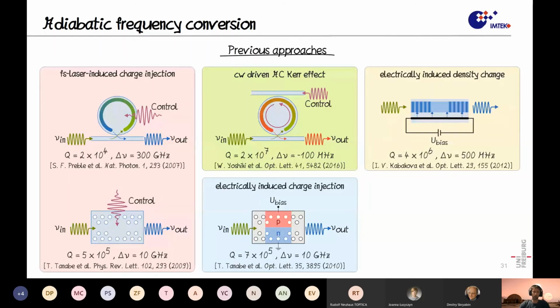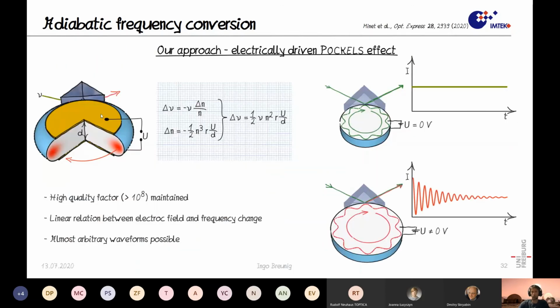It should easily give us tunings in the gigahertz range with just, I don't know, 10 volts applied, and we could have quality factors beyond 10 to the power of 8. And okay, let's try it. So that was the idea, at least. So the idea is just to fabricate a resonator with 2 electrodes.